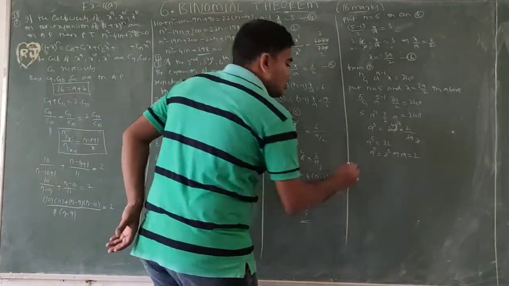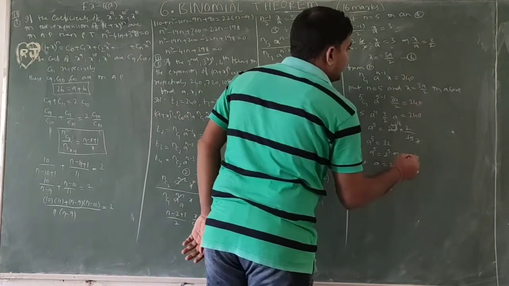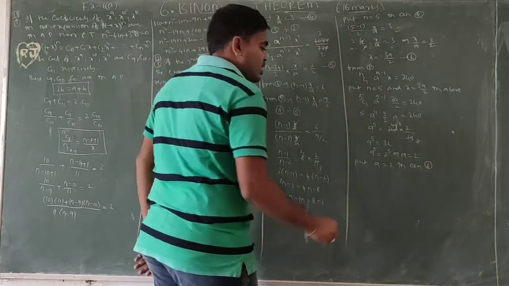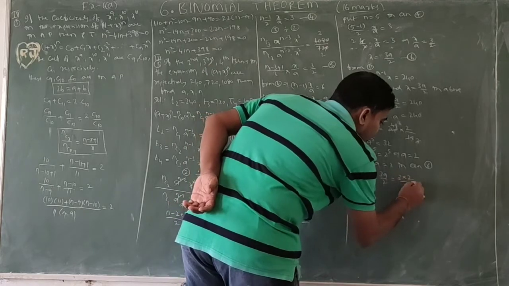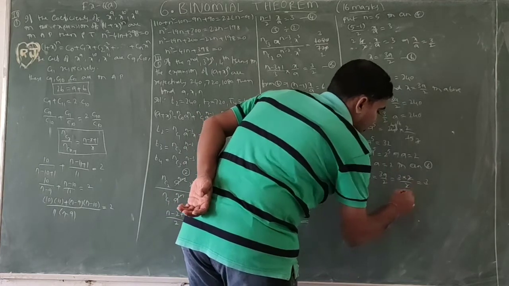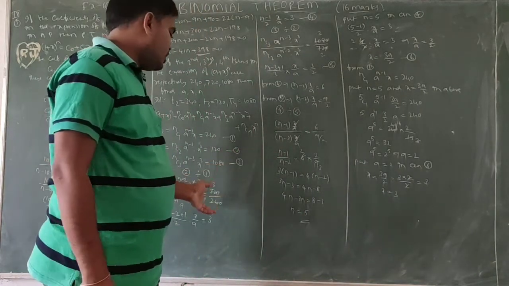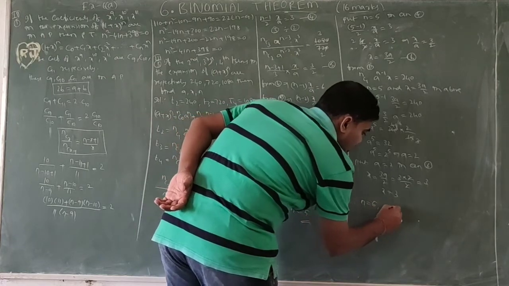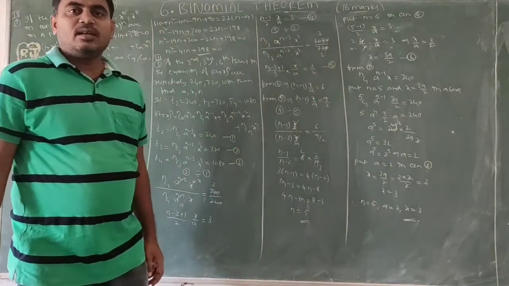So put a equal to 2 in equation 6. If we substitute in equation 6, x equal to 3a by 2, 3 into 2 by 2, 2 cancel. So x equal to 3. So we got x value, a value and n value. Therefore n equal to 5, a equal to 2, x equal to 3. So this is the required.